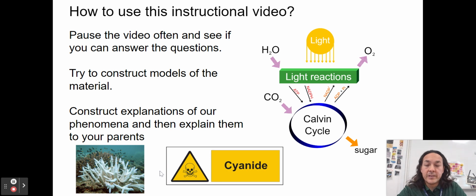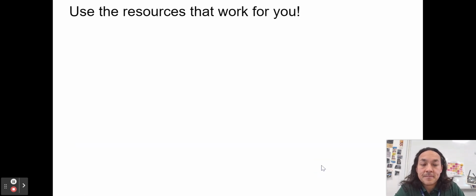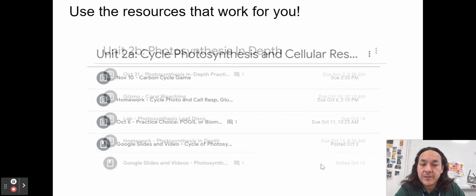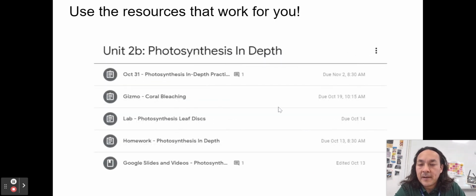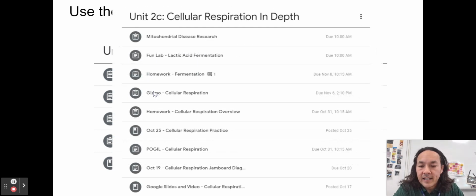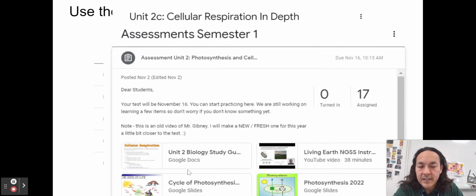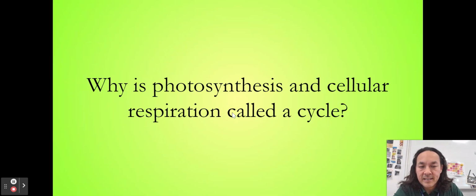You did some really cool gizmos, by the way, on coral bleaching and then on cyanide and how they affect the systems. And I will ask you questions in your assessment given this model, and then with, say, the addition of diuron or paraquat as a herbicide, or the addition of cyanide to a model, how has it changed? What are the effects? Use the resources that work for you. Use the Google Classroom. Everything's underneath Unit 2. And then I've also posted this video and the study guide and practice problems underneath the assessment tab.